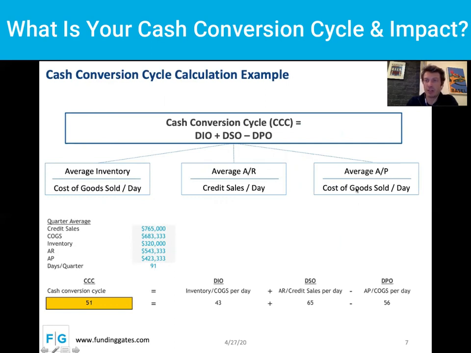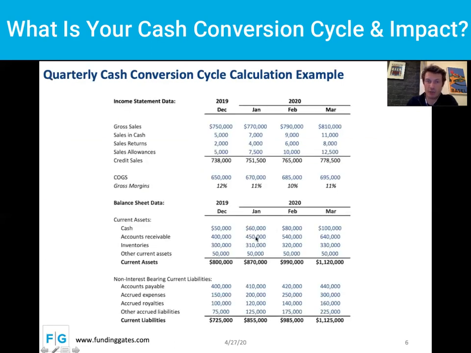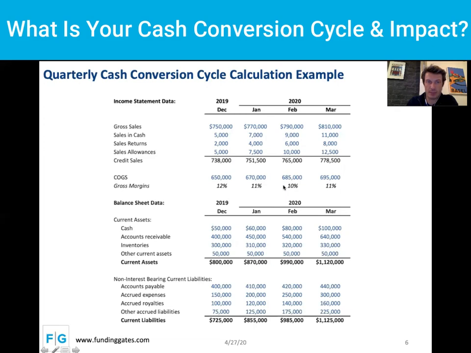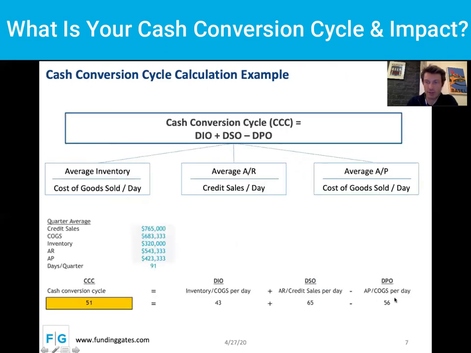And then days payable outstanding, we take our average accounts payable, which is over here, and then dividing it by cost of goods sold per day, average. So that is these three numbers averaged out, divided by 91 days, because there are 91 days in the quarter. And that turns out to be 56. So if you're adding 43 plus 65 minus 56, that gives you a cash conversion cycle of 51 days.